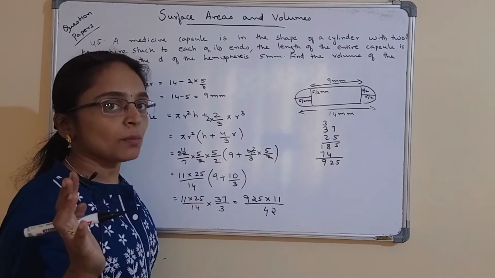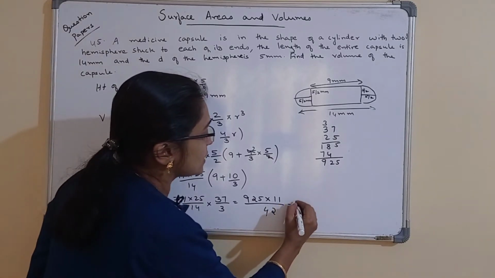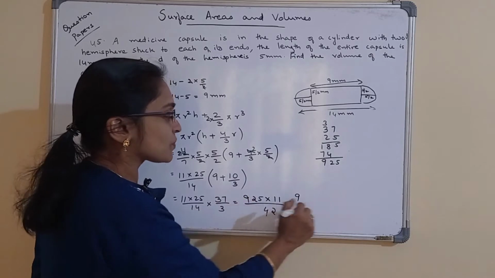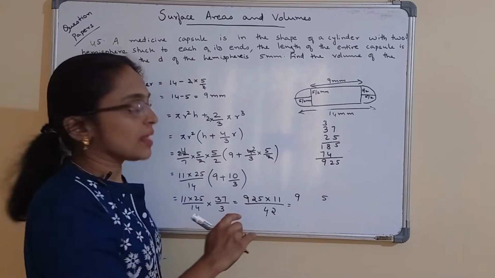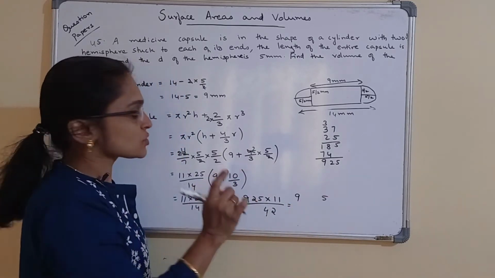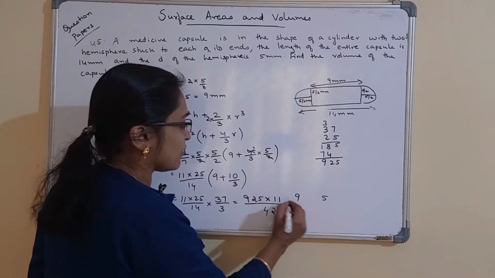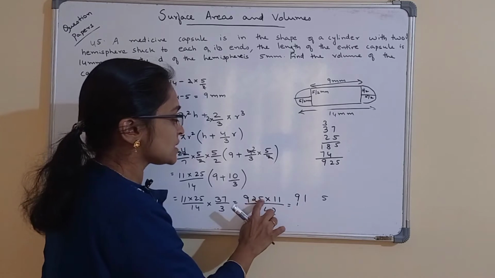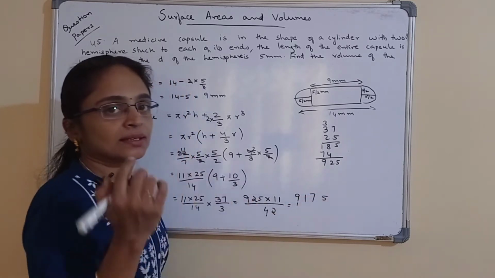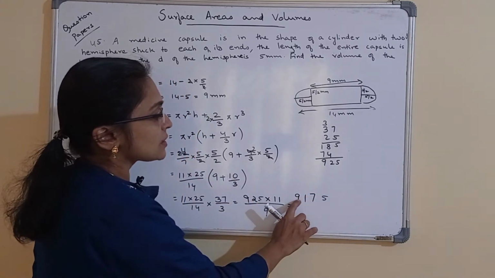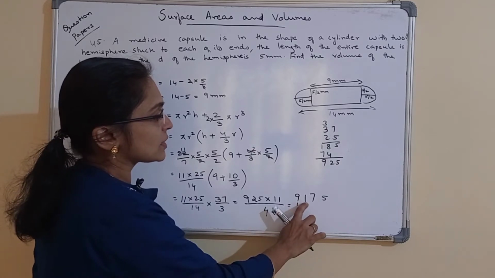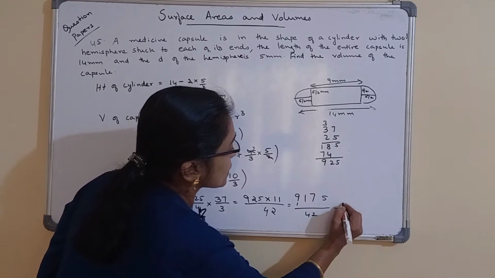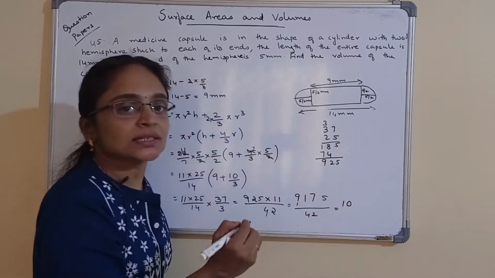To multiply a number by 11, just write the leftmost digit and rightmost digit as it is. Then add the intermediate digits together. 9 plus 2 is 11, then 2 plus 5 is 7. So this is 9 plus 1, then 175, which is equal to, by 42, which is equal to 10. 9 plus 1 is 10.